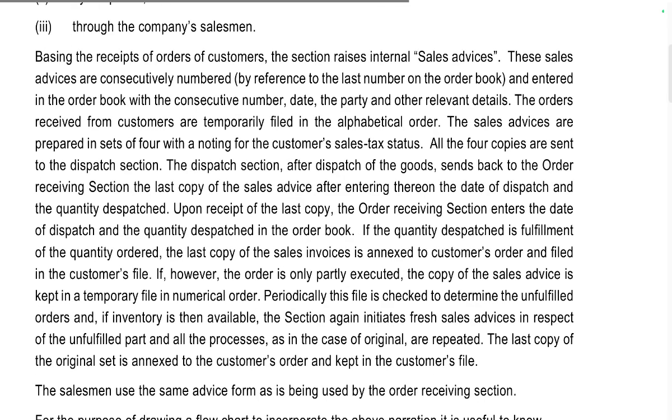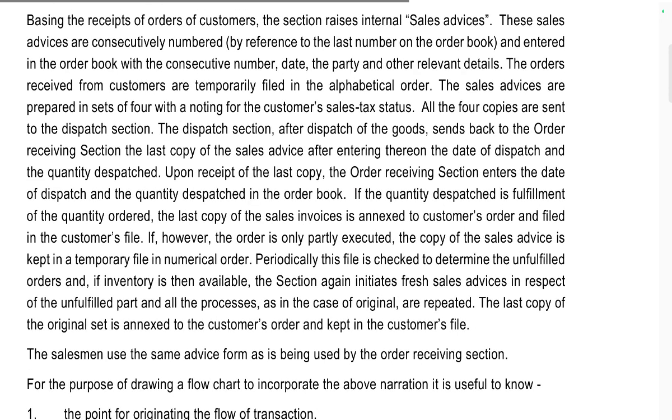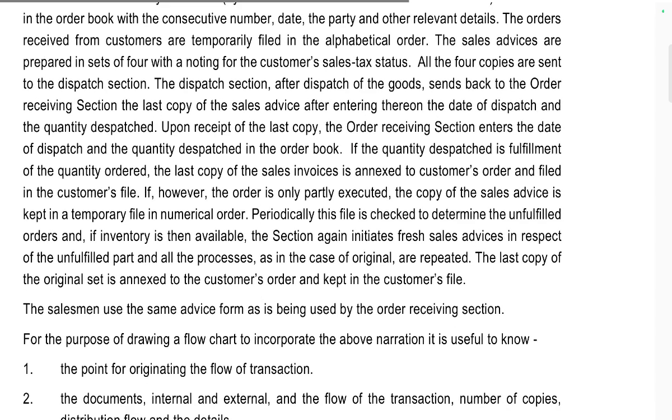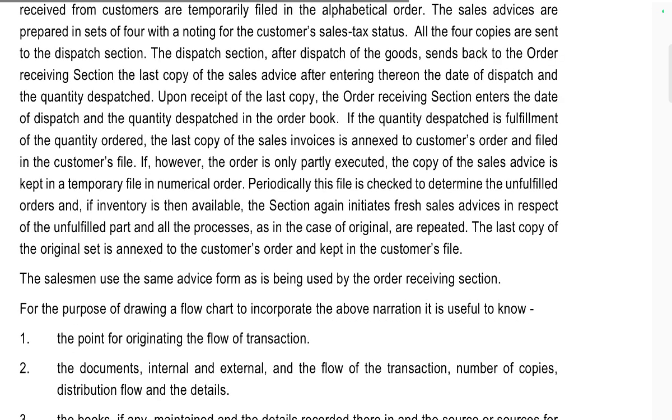The 4 copies are sent to the dispatch section, and after the dispatch of goods, a copy is sent back to the order section. The latest copy of the sales details is entered with the dispatch date and quantity dispatched upon receipt. The order received section enters the date of dispatch and quantity dispatched in the order details. If the quantity dispatched differs from the quantity ordered, the last copy of the sales invoice is annexed to the customer order and filed to the customer.